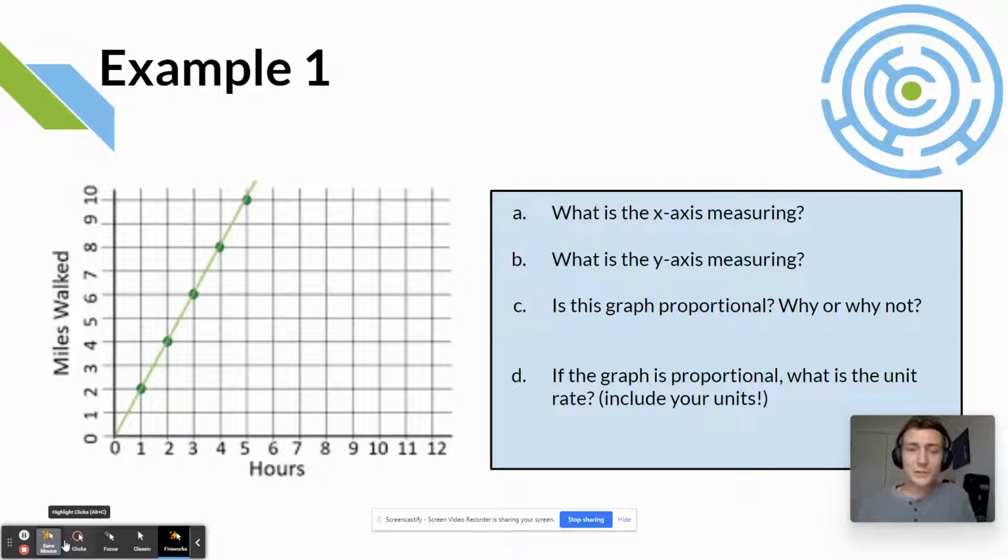Now, here's our first example. I'm going to do this one with you. I'm going to do the second one with you. And 3, 4, 5, and 6 are all you. Okay. So let's do it.